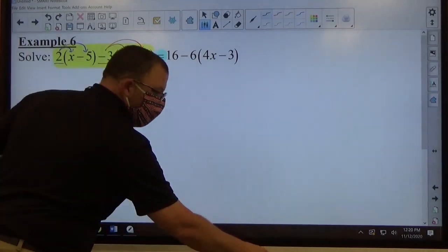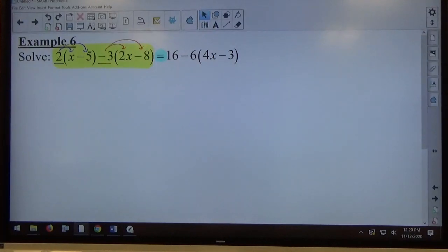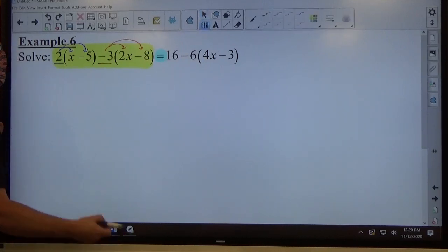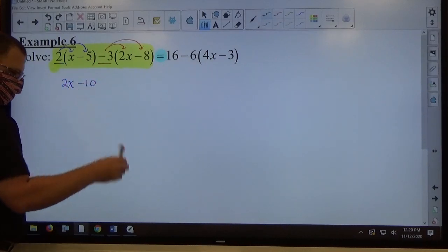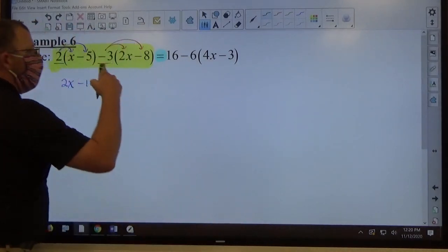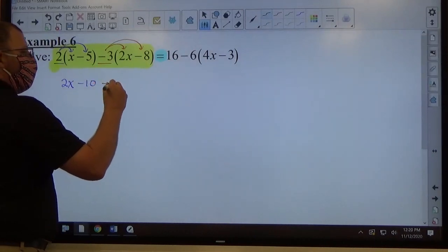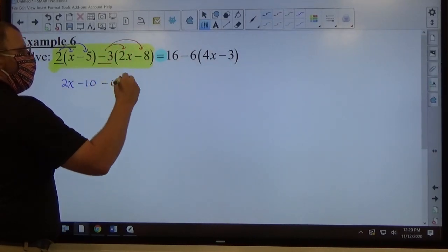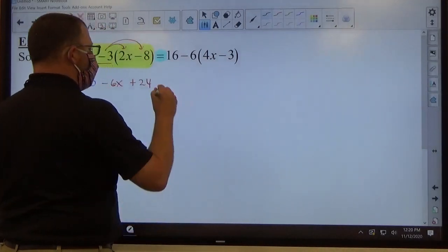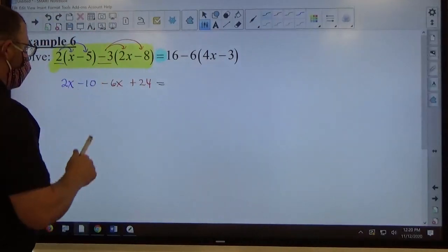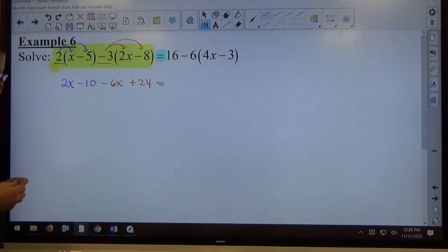Okay, neither one of those things is very difficult by itself, but again, when you put this ginormous problem with all this stuff going on, sometimes we look and get a little intimidated by it. So, positive 2 times x is positive 2x. Positive 2 times negative 5 is negative 10. Negative 3 times positive 2x is negative 6x, and negative 3 times negative 8 is positive 24. Then the equal sign happens, so that's everything I can do for right now with the parentheses on the left-hand side.